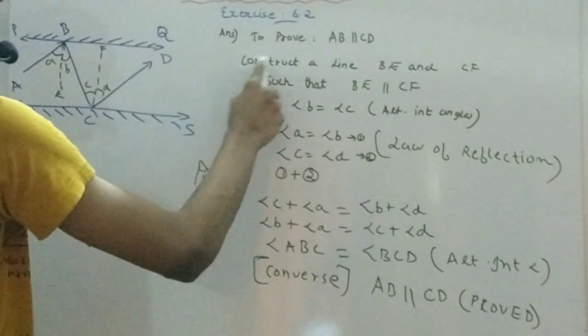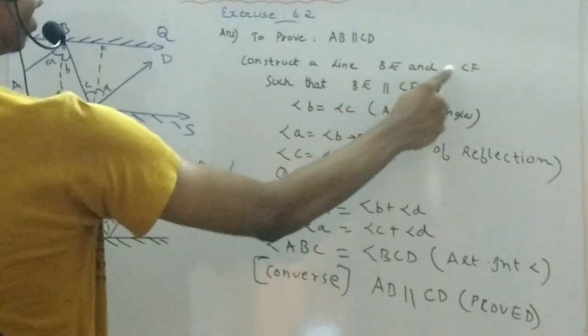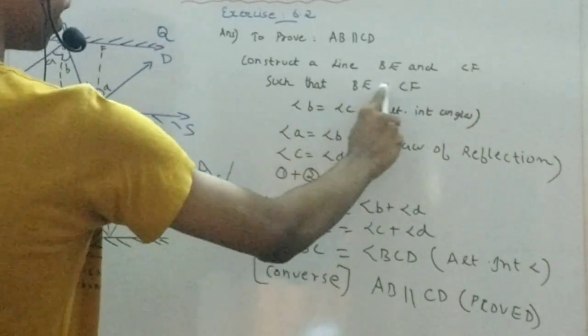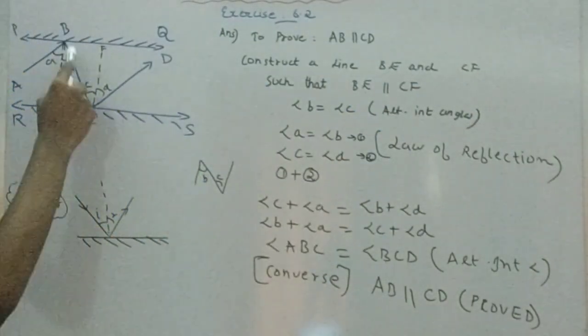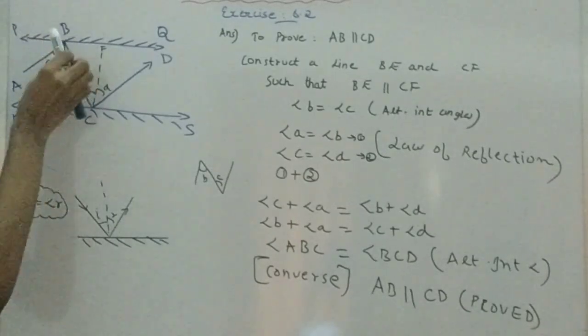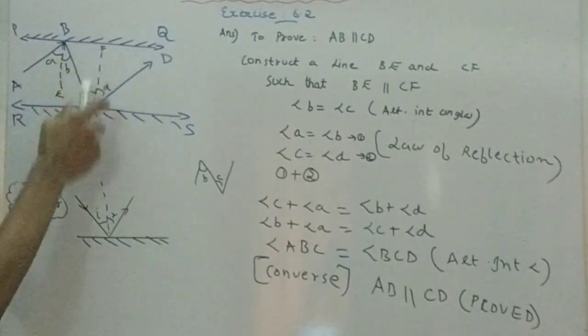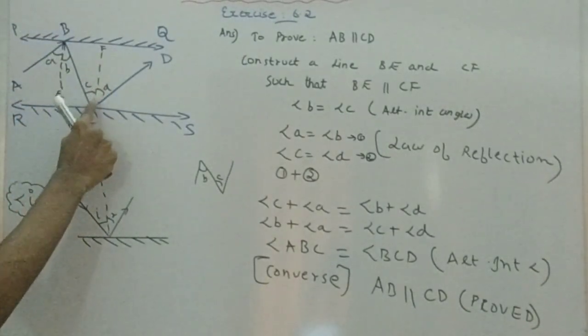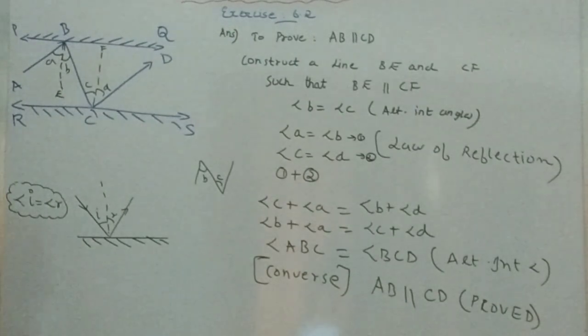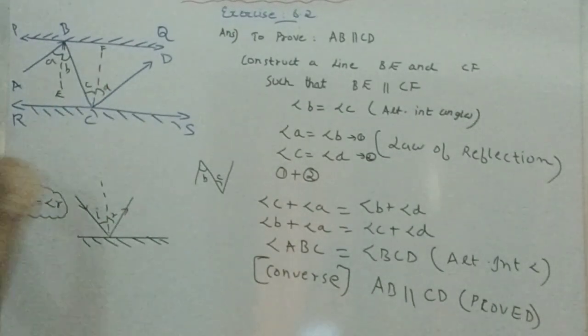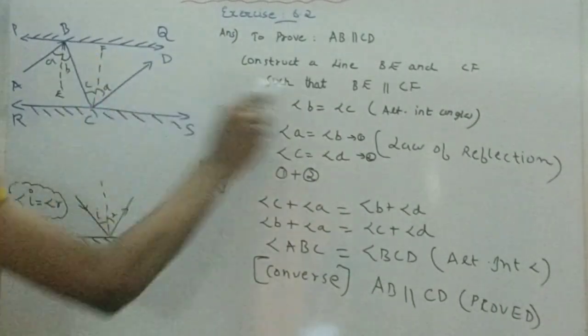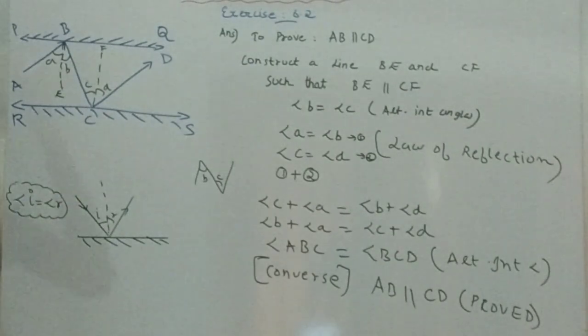We need to construct lines BE and CF such that BE is parallel to CF. From this point B I have constructed a straight line like this. Also from this point C I have constructed a straight line CF. And we should do the construction such that BE is parallel to CF. That is the first step that you should do.